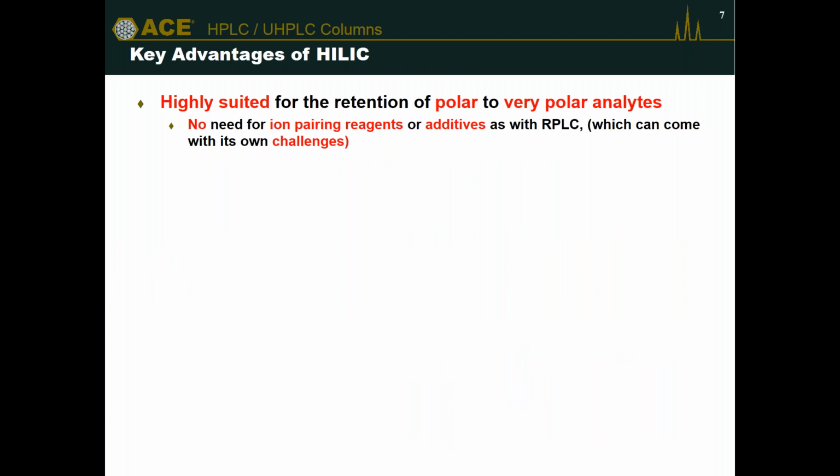So the advantages of HILIC, just to move towards finishing this first section of the talk, is very suited for the retention of polar to very polar analytes. And what this means is that we don't need to use additives such as ion pair reagents and so on that we sometimes do in reverse phase chromatography. Ion pair reagents can be notoriously tricky. If you've ever used them, then you'll know what I mean. With the equilibration of the system, the fact that ion pairs stick to many things, your separating system, the instrument, vials, and so on. So ion pairs can be quite challenging. You don't need to use ion pair reagents with HILIC.